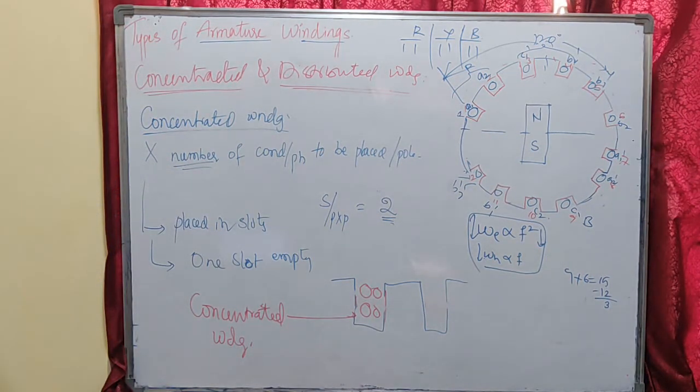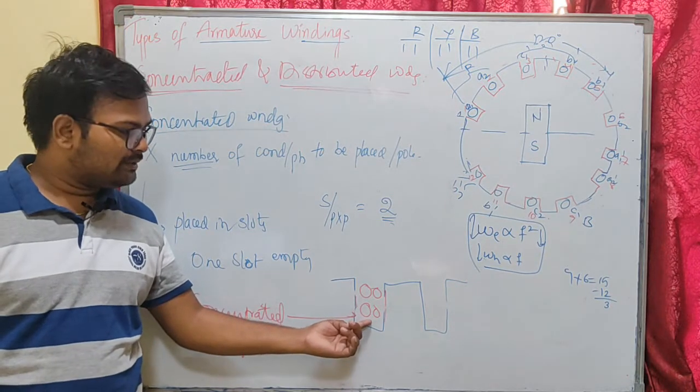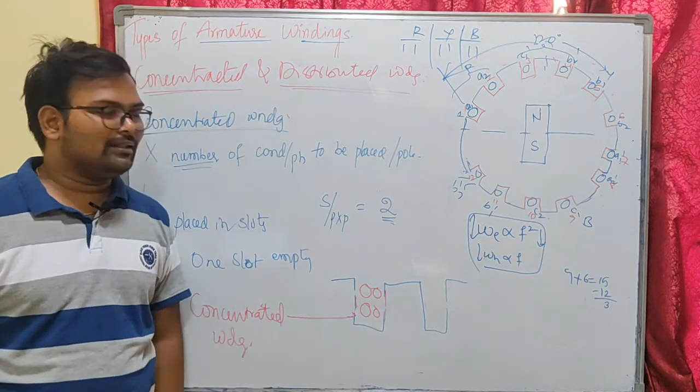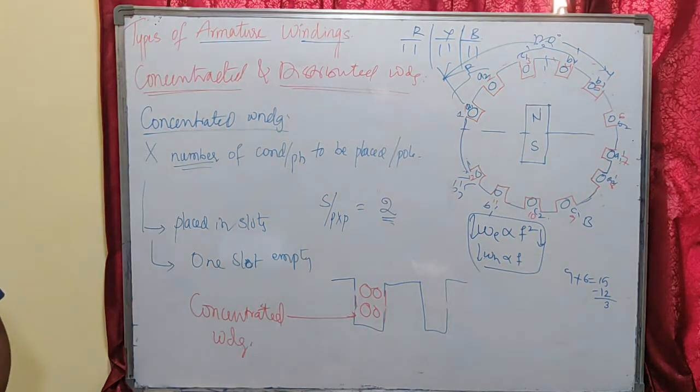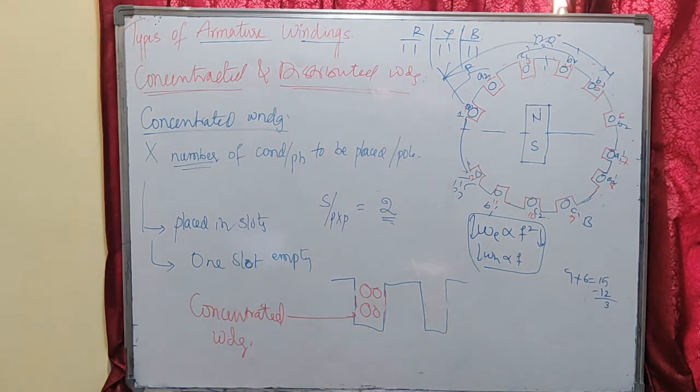This type of winding is called concentrated winding. So in a concentrated winding, all conductors or coils belonging to a phase are placed in one slot under every pole. So what is a concentrated winding? In concentrated winding, all the conductors per phase are going to be kept in one slot under one pole. If I have x number of conductors, all the x conductors belonging to a phase are placed in one slot under each pole. This is concentrated winding.